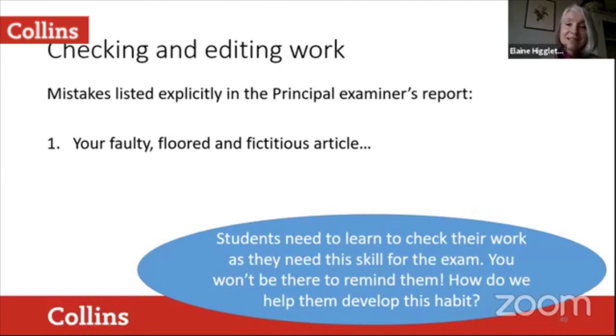Use the chat box. Any answers? Vocabulary. What is wrong with the vocabulary? Flawed. What should it be? Somebody typed that the word should be flawed. So, spell it for me. F-L-A-W-E-D. Brilliant. Yes.